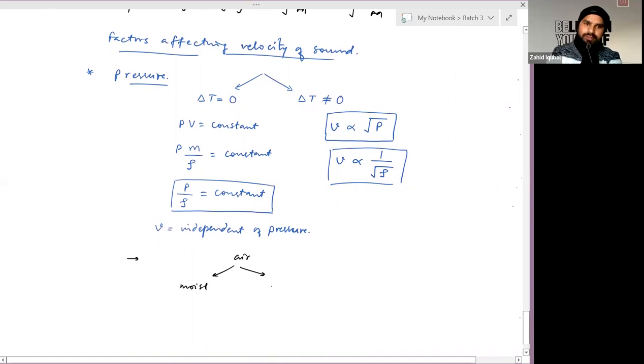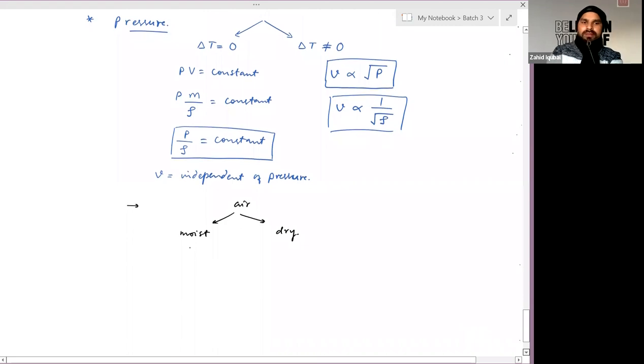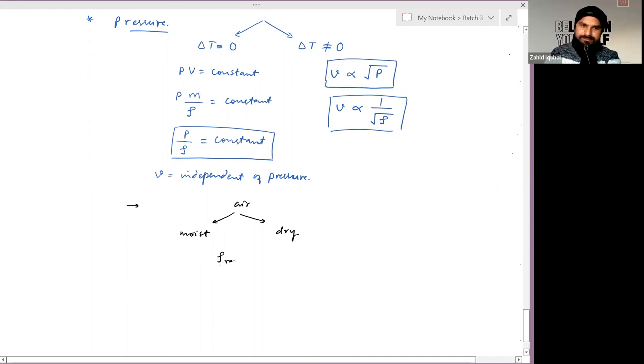Let's say moist air and dry air. So first question will be, which density will be more, density of moist air or dry air? Dry air. Good. So density of dry air is greater than density of moist air. And as velocity is inversely proportional to density, so velocity of sound in moist air will be greater as compared to dry air.